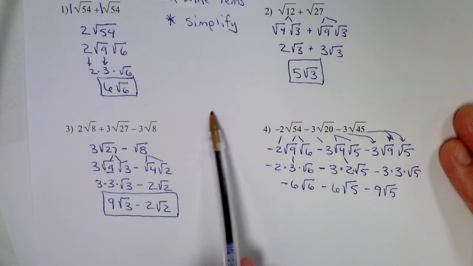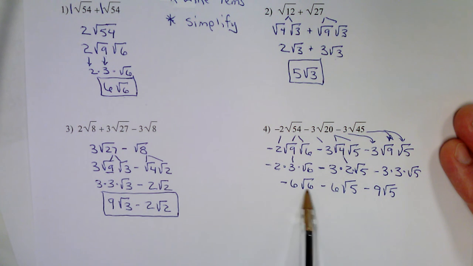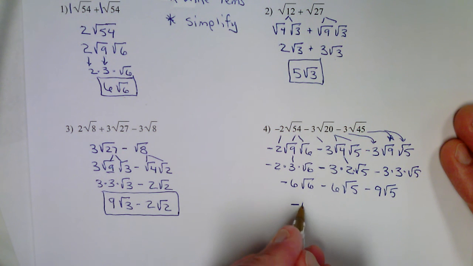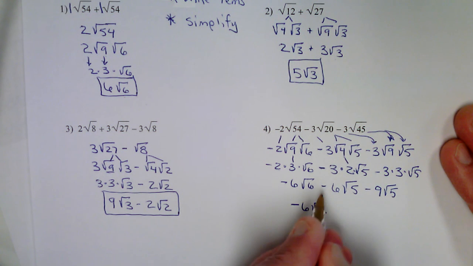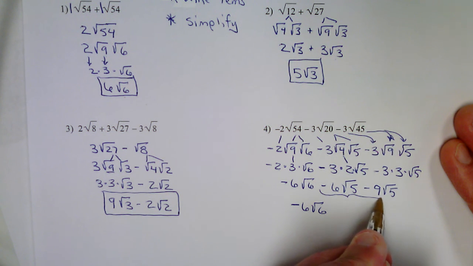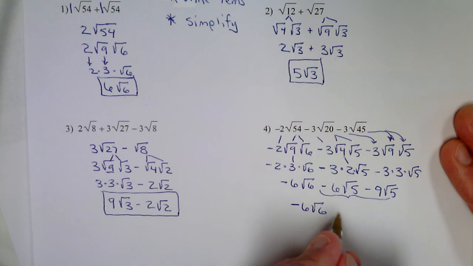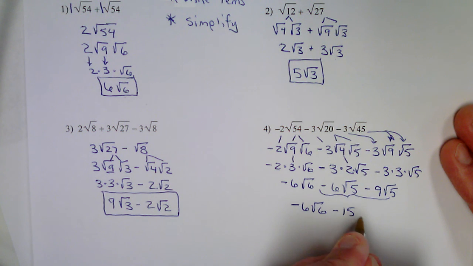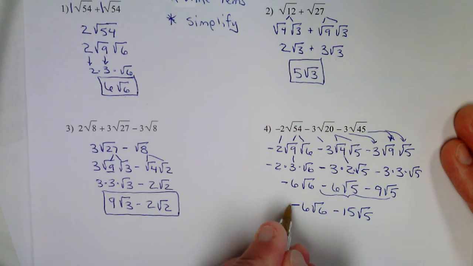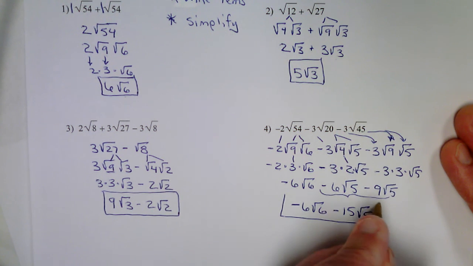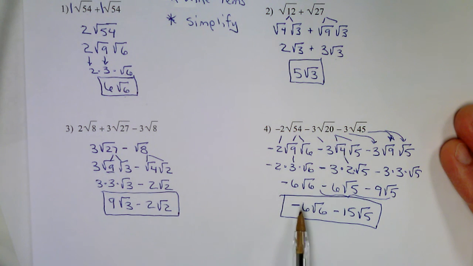Now we go back to the idea of like terms. Negative 6 square root of 6, no like term with that one. So negative 6 square root of 6. Negative 6 minus 9, negative 15 square root of 5. Final answer, ladies and gentlemen, is negative 6 square root of 6 minus 15 square root of 5.